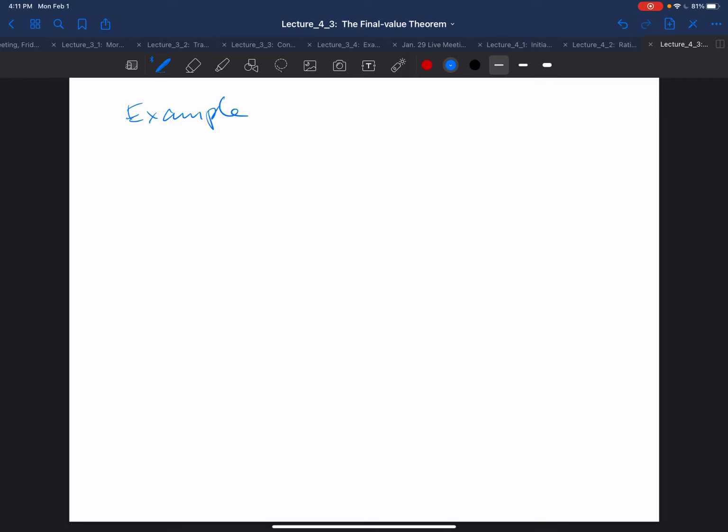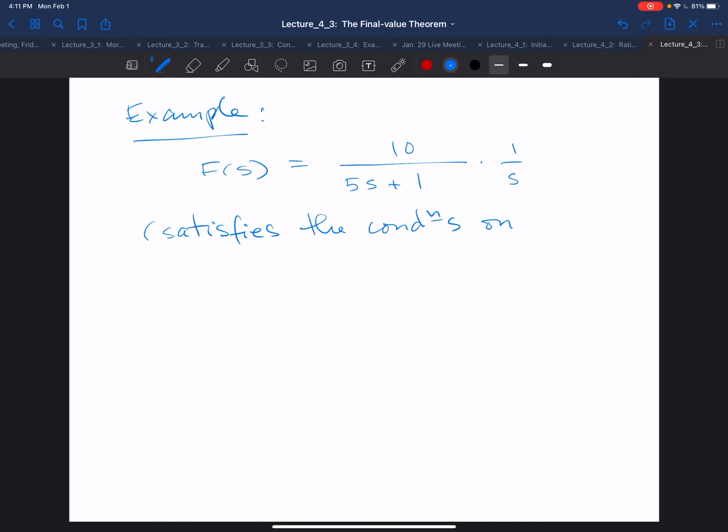Let's take a look at another example. Suppose F of s is 10 over 5s plus 1 times 1 over s. And in fact, we've seen examples like this. We saw an example of inversion of a transform like this. So first of all, this satisfies the conditions on the poles of F of s. So this should let us calculate the final value of f of t by computing the limit as s goes to 0 of s times F of s.